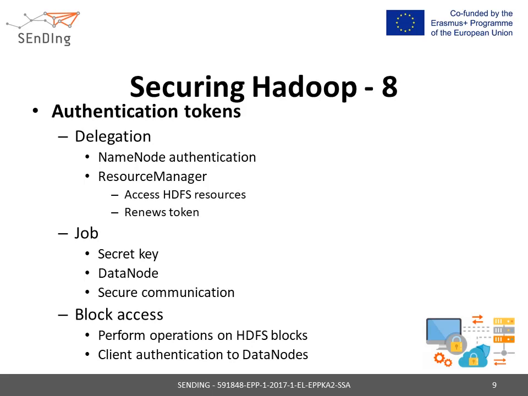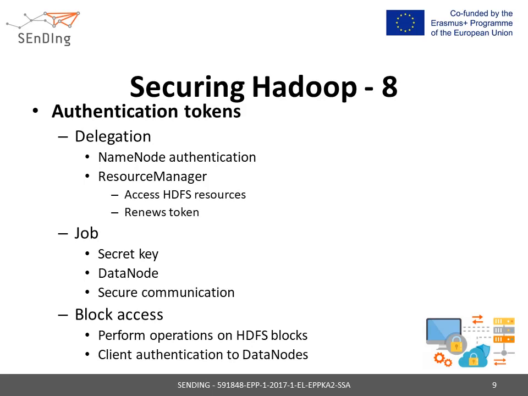After the user authenticates, the delegation token is shared with the resource manager, which will use this token to access HDFS resources on behalf of the user, and which also renews the token for long-running jobs. When a user submits a job to the resource manager, it creates a secret key that it shares with all the data nodes that run this MapReduce job. The job token ensures that authenticated users can access only authorized jobs and authorized directories in the local file system of the data nodes. Data nodes also use the job token for securely communicating with each other.